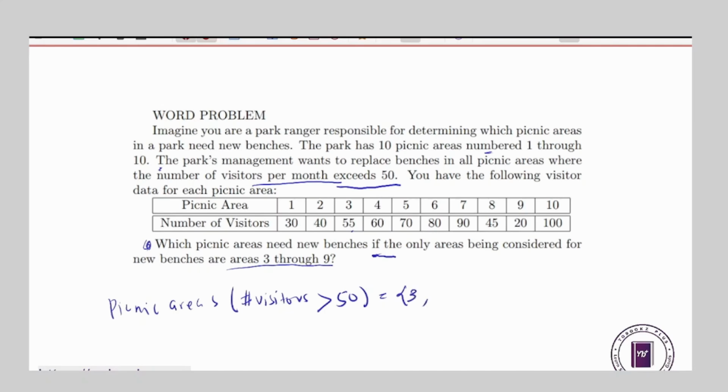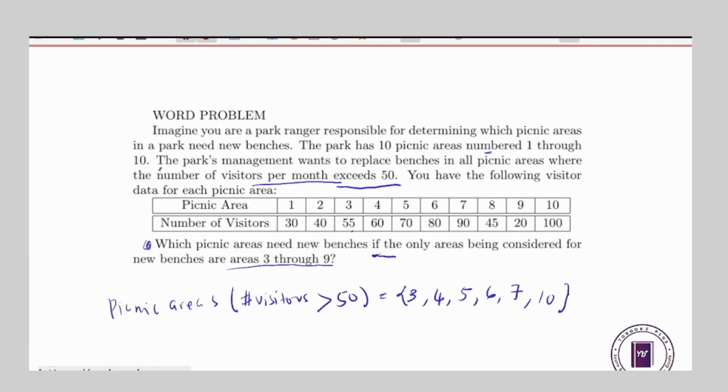Four, that's 3, 4, 5, 6, 7. Right. 8 is 45. Now 45 is less than 50, so we wouldn't consider 8. We wouldn't consider 9 either because it's also less than 50. And 10 is 100, so we'll consider 10. All right. So these are the picnic areas whose visitors exceed 50 in a month.